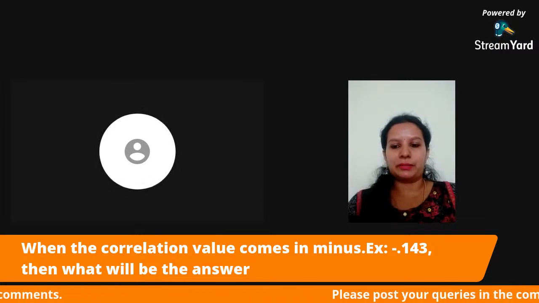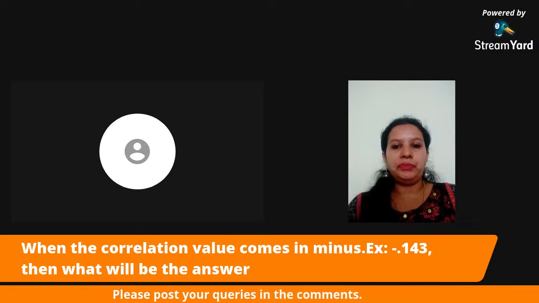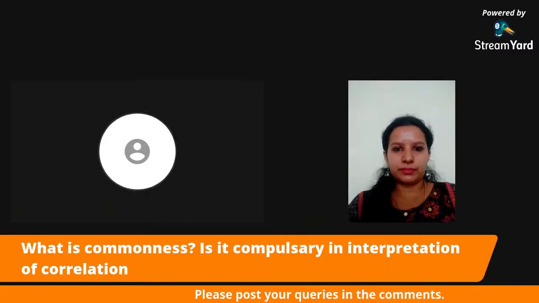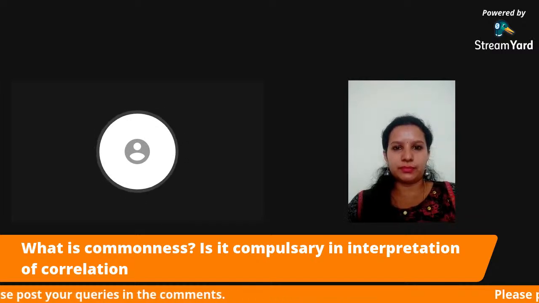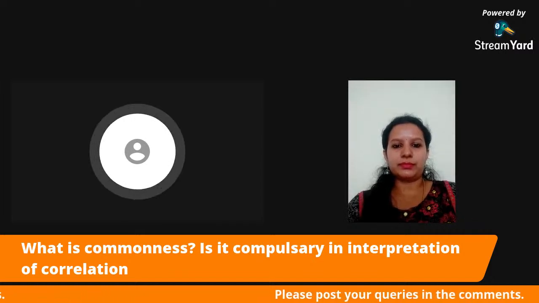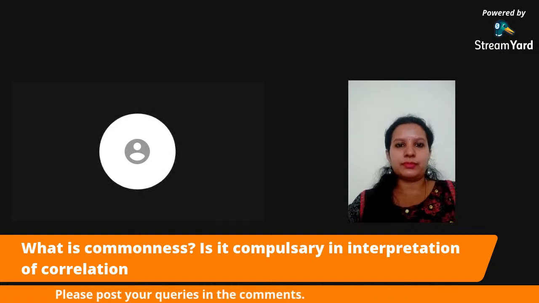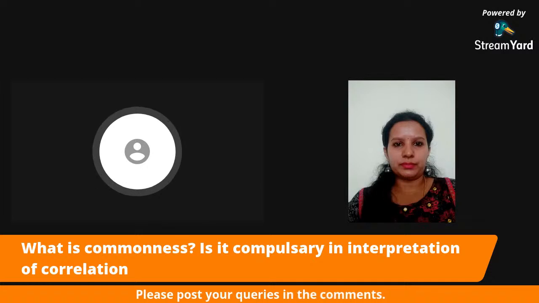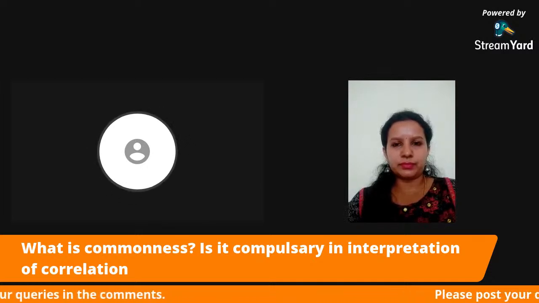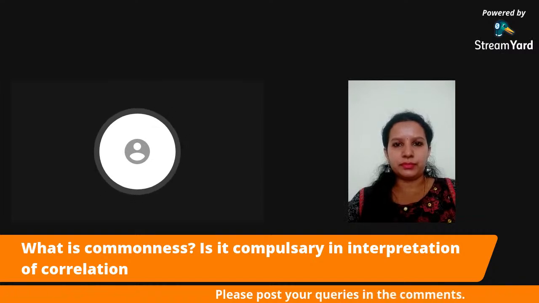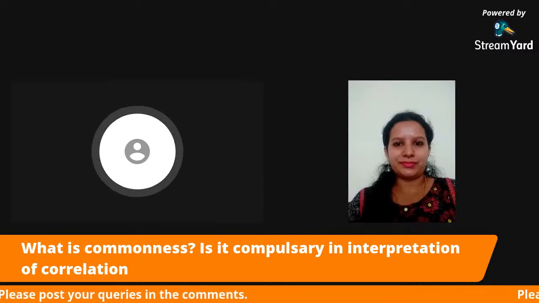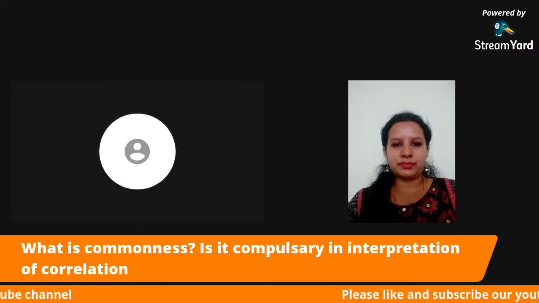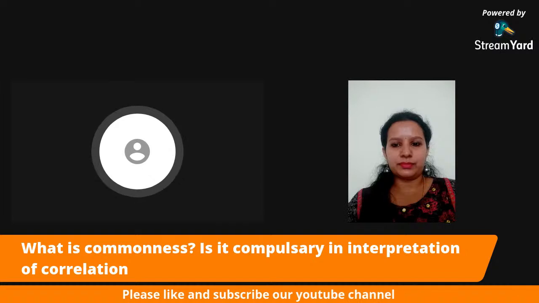Next question. Okay, sir. Sir, what is commonness? Is it compulsory in interpretation of correlation? Yes, see, whenever you are talking about correlation, suppose the correlation value is 0.8, it is significant and high. Commonness is 64%. 0.8 multiplied by 0.8 multiplied by 100, that is the percentage of commonness. And in correlation, it is important to talk about the commonness. The more the commonness, the more strongly the variables will be related. But if the commonness is less, then the relationship between the two variables is very weak.